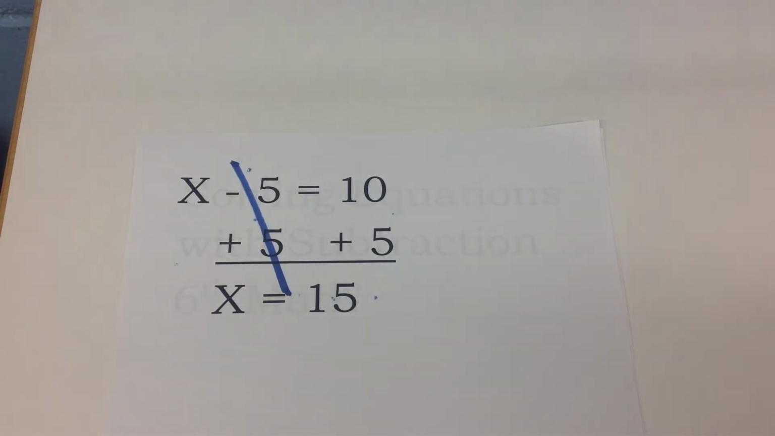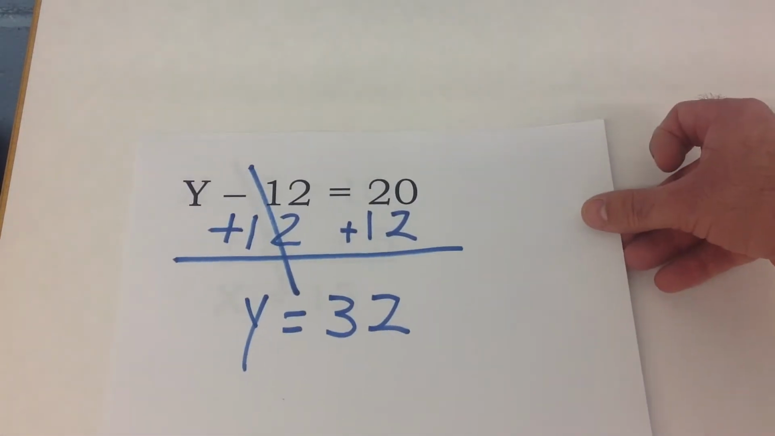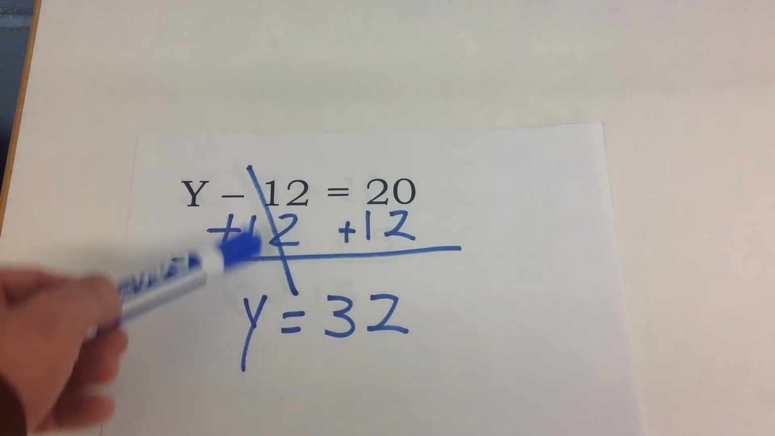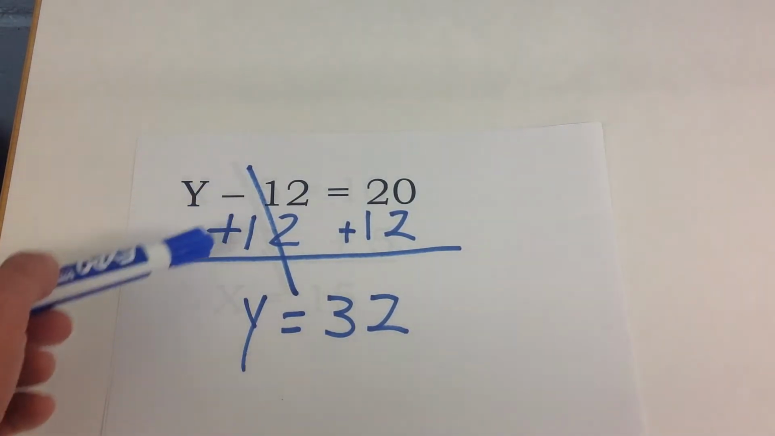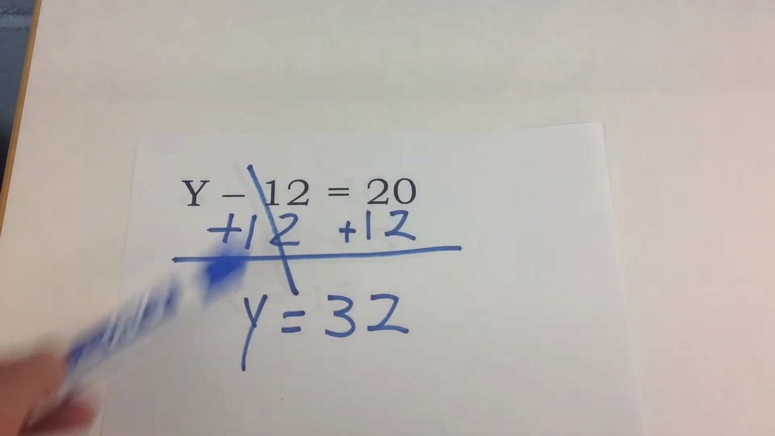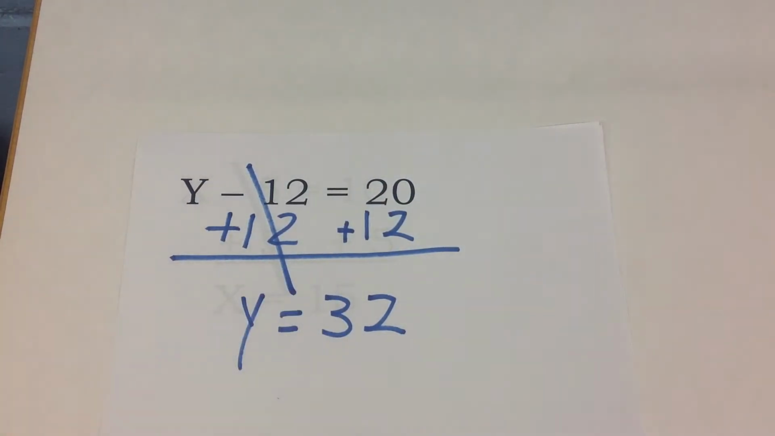So let's see if we had another one. y minus 12 equals 20. Okay. Again, the additive inverses will cancel. We had a minus 12, so I'm going to plus it on both sides. Whatever you do to one side, do to the other, and y equals 32.